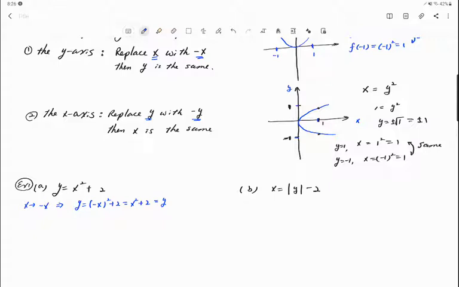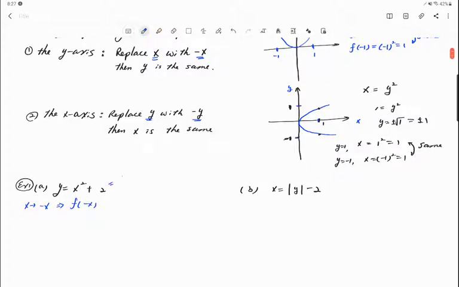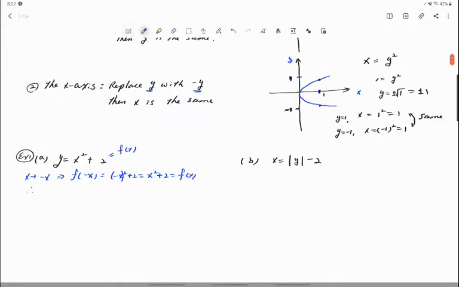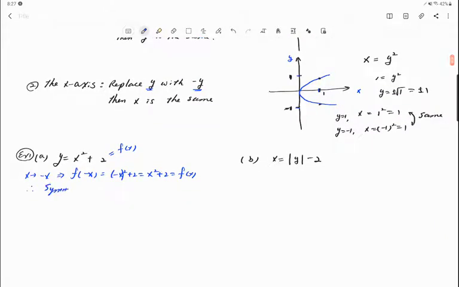Let me use a different notation; I think this is better. I'm going to use f of negative x. And this one is f of x, because y is f of x. Then negative x squared plus 2 equals x squared plus 2, and this is exactly the same as f of x, right? So when x is replaced by negative x, it became f of x. So this one is symmetric with respect to what?